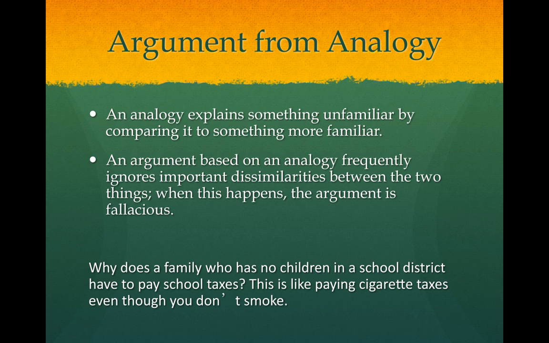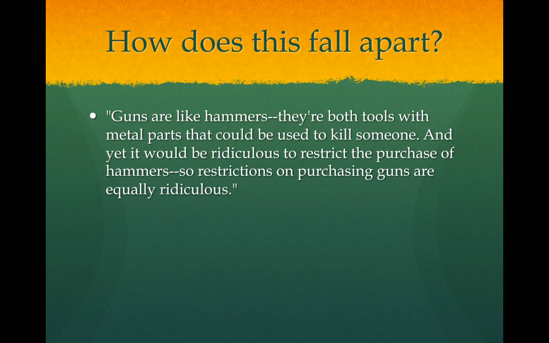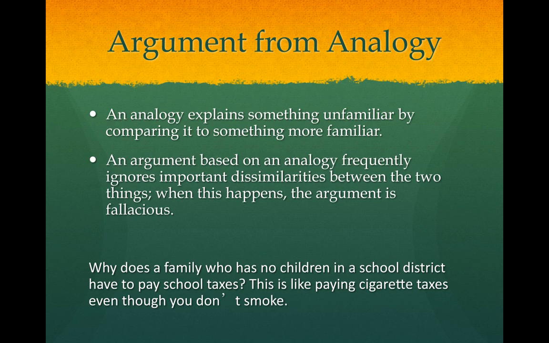The next kind of logical fallacy is an argument made from an analogy that doesn't hold true. The reason it doesn't hold true is because you're comparing two things that are not at all similar. A very common one is guns are like hammers. If they're both tools and they're both things that could be used to kill someone, why should we restrict one and not the other? It becomes a fallacy because guns and hammers are not at all comparable, and they're also not used in the same kind of way.